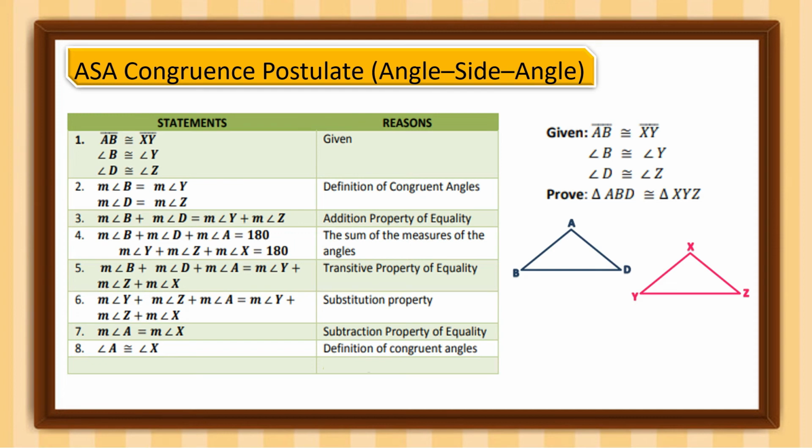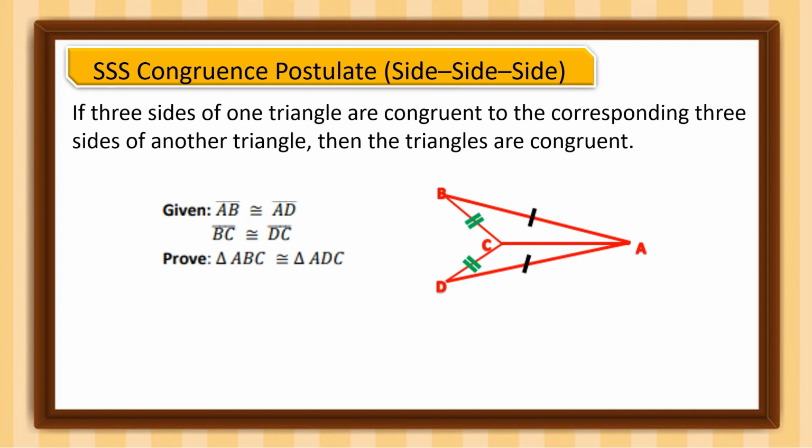Now, we already proved that triangle ABD is congruent to triangle XYZ with the ASA congruence postulate. Now let us proceed to the SSS congruence postulate, or the side-side-side congruence postulate. And it states that if three sides of one triangle are congruent to the corresponding three sides of another triangle, then the two triangles are congruent.